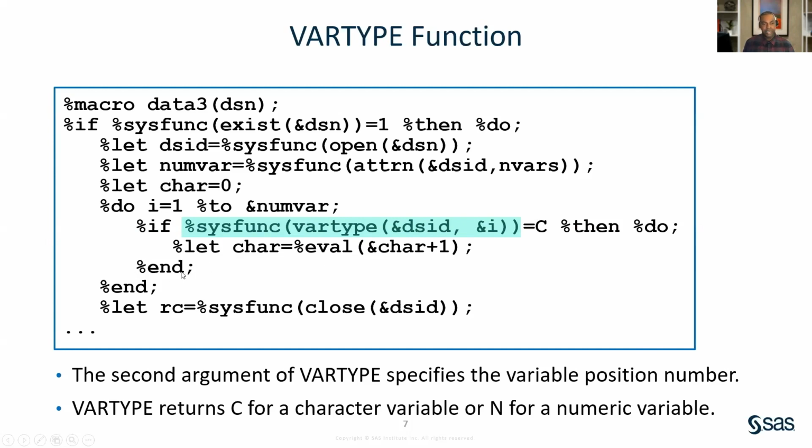We hit the %end, i becomes 2, still in range. Again, I'm using an example of 5. And we check to see if the variable in position number 2 is character. If it is, we accumulate again. If it's not, we do nothing other than hit the end and go back up. All right, and when we're finished, good practice, close the dataset ID. We use %sysfunc to do that.